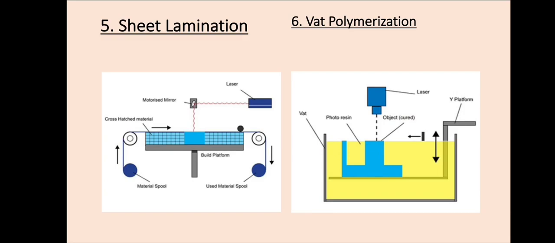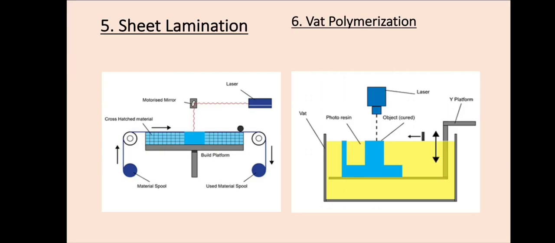The sheet lamination process is just like a sheet welding process. We deposit the material in the form of sheets, and then we do ultrasonic welding, or if we are depositing paper sheets, then we use a binder to join the sheets together. Then we use a laser for cutting the required shapes, and this process goes on until the product is formed.